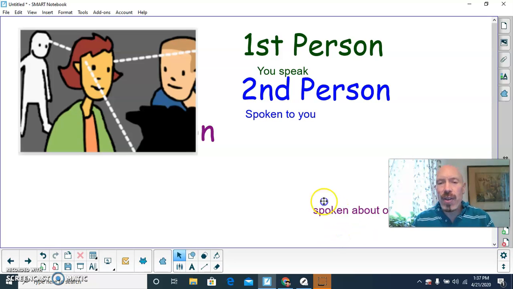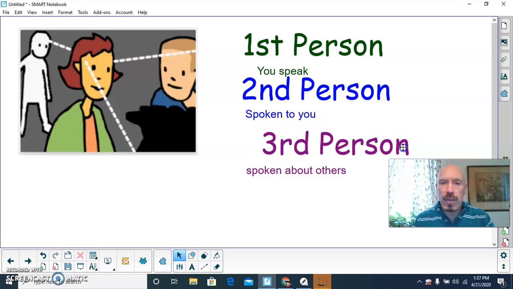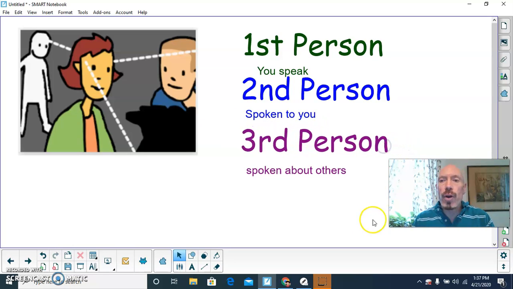Finally, I like to call this point of view the gossip point of view. It's the third person point of view, where a story is being spoken about others. And the narrator doesn't use I or me pronouns. It doesn't even use you pronouns. Instead, it's simply using third person pronouns like he or she or it, they or them, or possessive ones like his or hers.